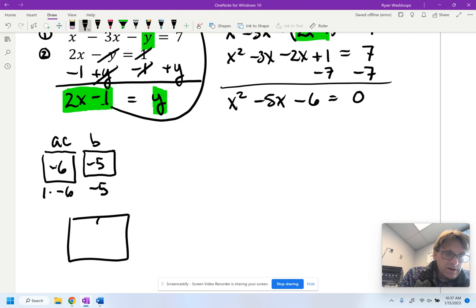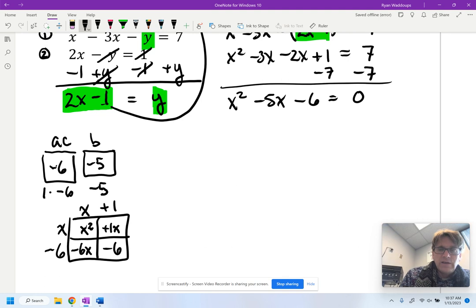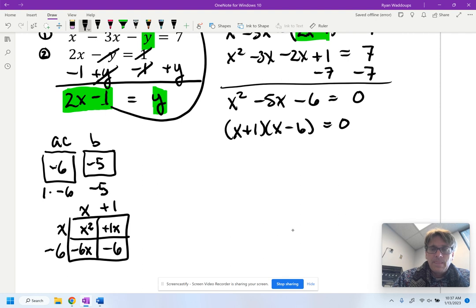Now I go to my box and I say x squared, minus 6, plus 1x, minus 6x. And here these have an x in common, and these have a negative 6 in common, and this has a plus 1 in common. And so my factors are x plus 1 times x minus 6 equals 0. x plus 1 equals 0, or x minus 6 equals 0.